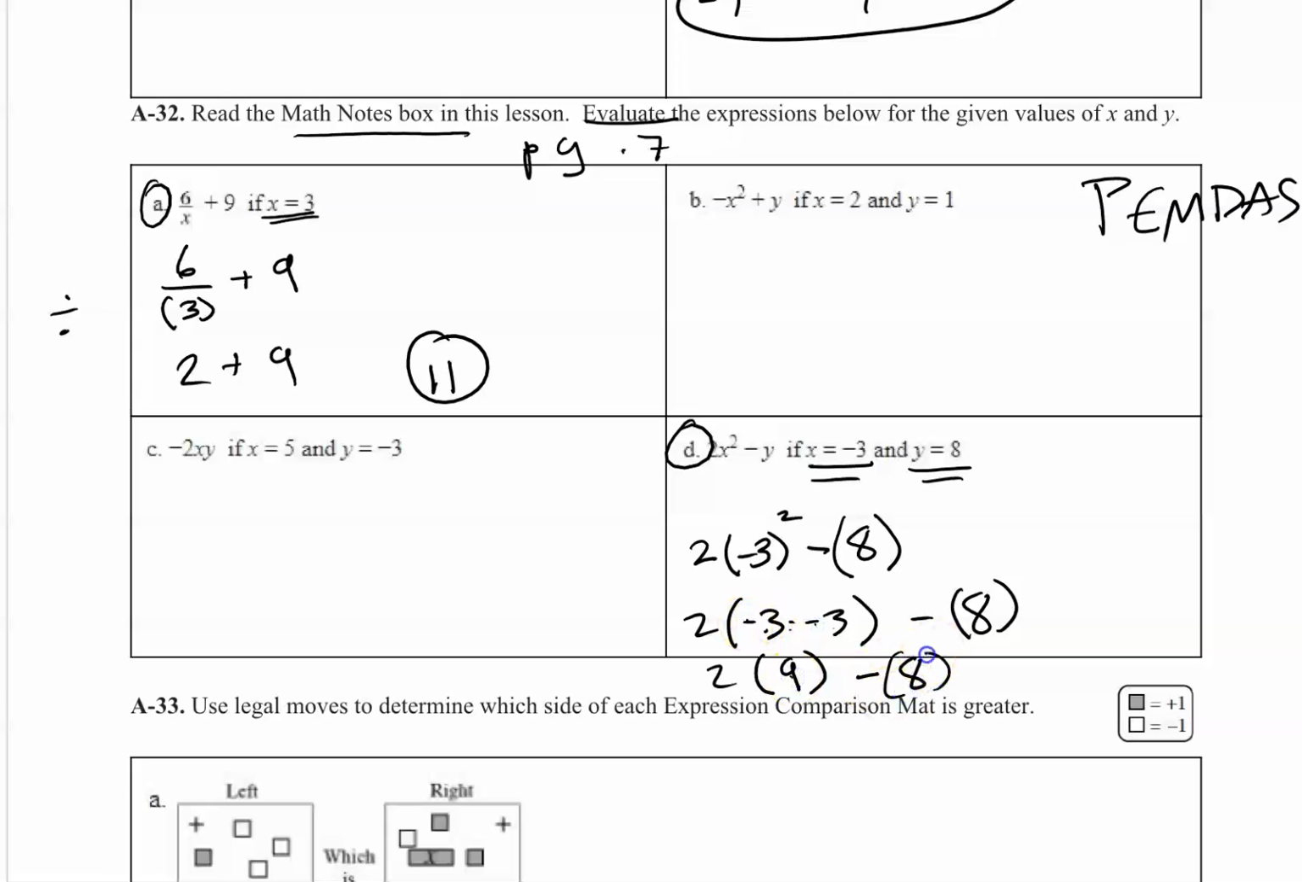I'm going to multiply next instead of subtract, PEMDAS. 2 times 9 makes 18. And 18 subtract 8, I don't need to keep writing these parentheses. 18 minus 8 is 10. So there's your answer.